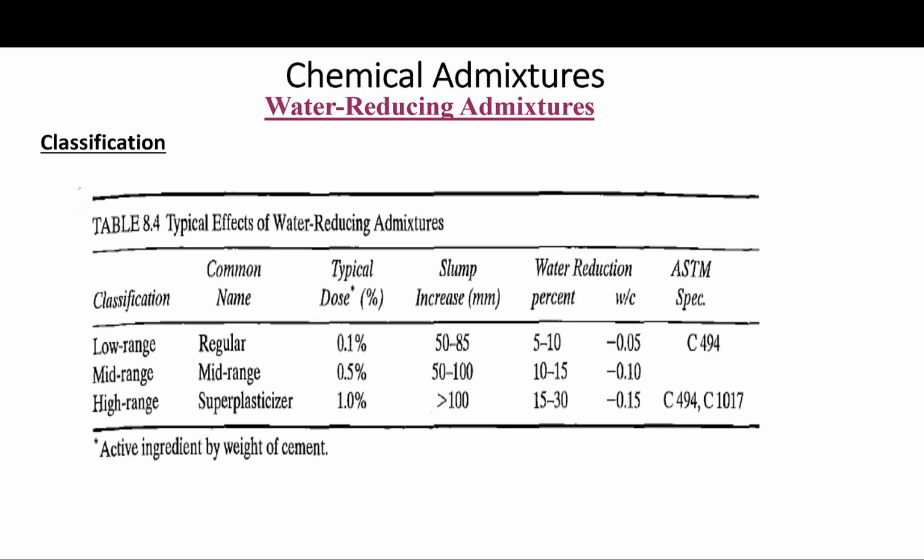Okay, so again, this table here shows the three classes of these: low, mid, and high range, which are the superplasticizers. It shows the typical doses, the slump we get, and basically the water reduction we get with each class.